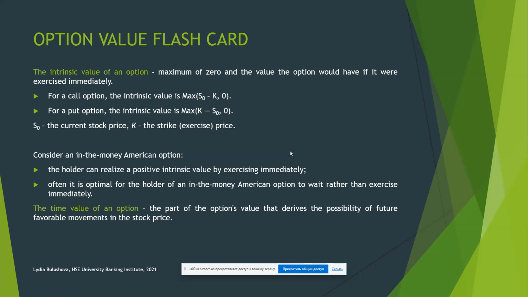An American option allows the holder to realize a positive intrinsic value by exercising immediately. So an American option is an option that can be exercised at any date. So first of all, we'd like to find out when it is optimal for the holder of an in-the-money American option to exercise the contract.